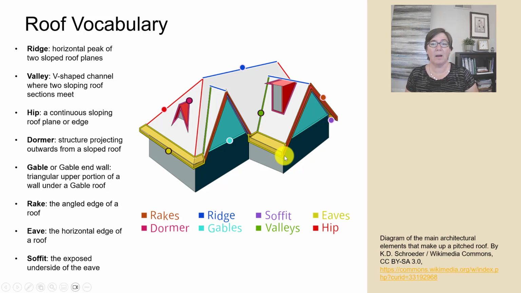And then hard to see because it's underneath, all right, the soffit is going to be underneath the eave. It's the exposed underside of the roof at the eave section. And the only place you can really see it is right here in this image, right? So we're looking under the eave, that's the soffit.